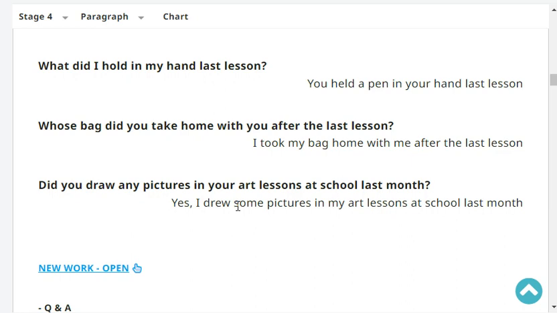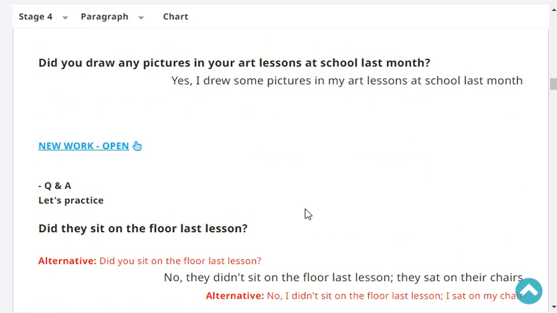Did you draw any pictures in your art lesson at school last month? Yes, I drew some pictures in my art lesson last month.